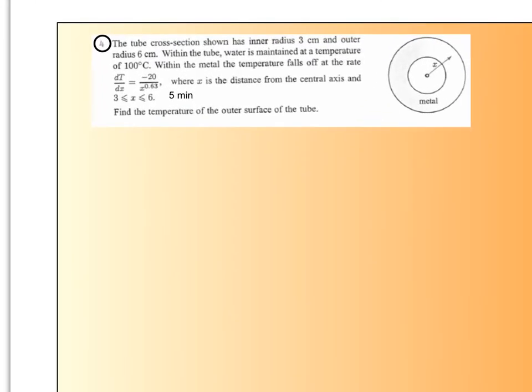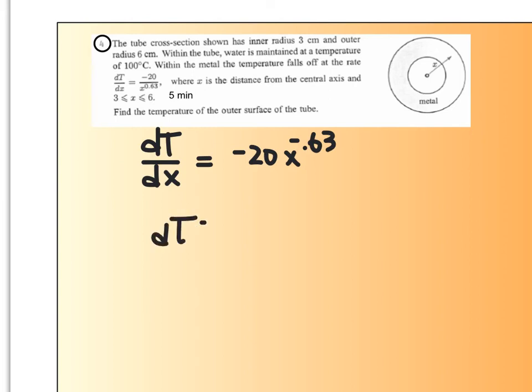How about this? The tube of a cross-section shown has an inner radius of 3 and an outer radius of 6. Within the tube, water is maintained at a temperature of 100 degrees Celsius. Within the metal, the temperature falls off at a rate of that. So we've got a differential equation dT, which is temperature with respect to x, the distance from the central axis, is equal to negative 20 times x to the negative 0.63. So dT equals negative 20 x to the negative 0.63 dx.